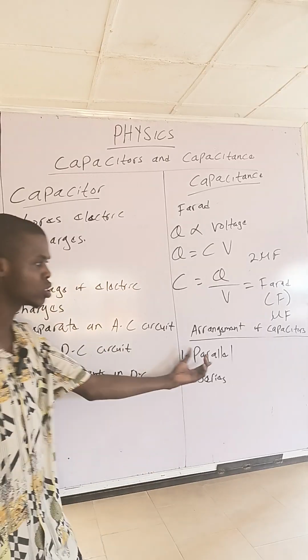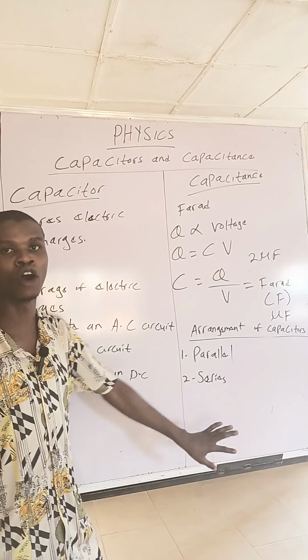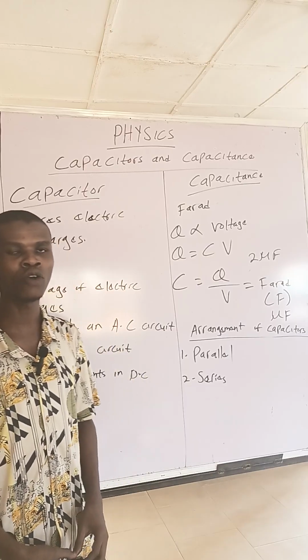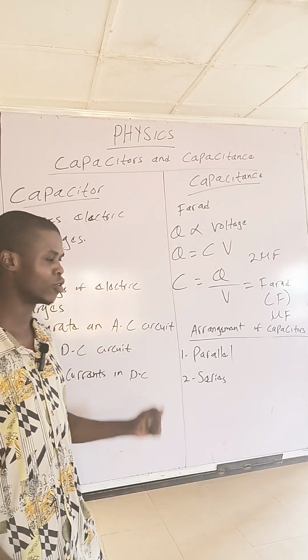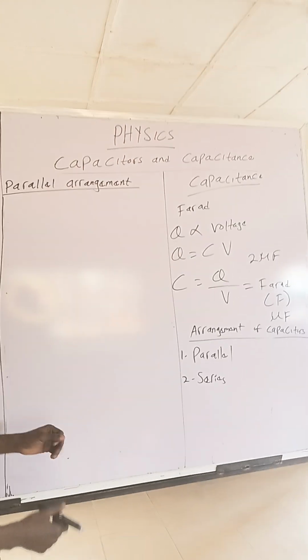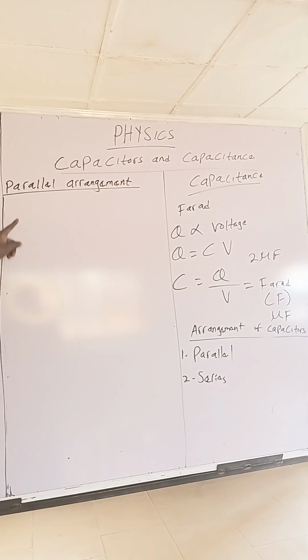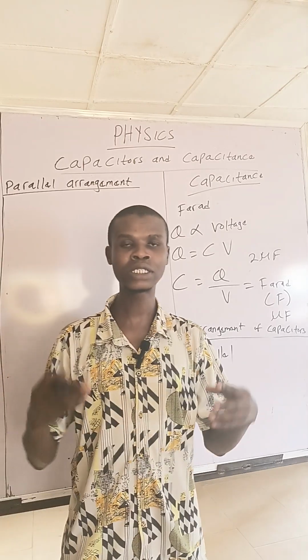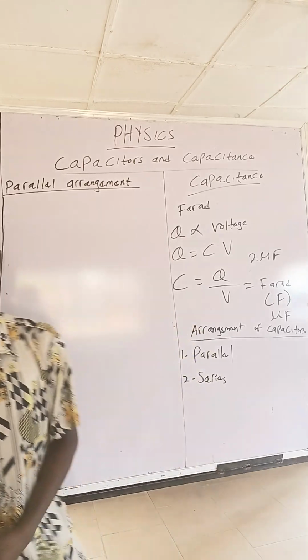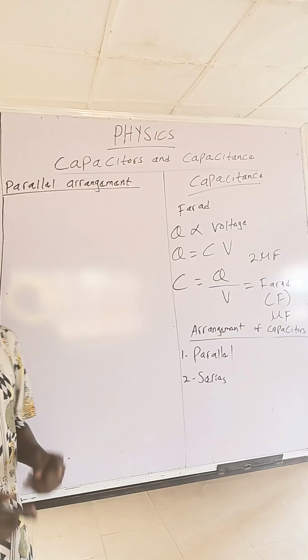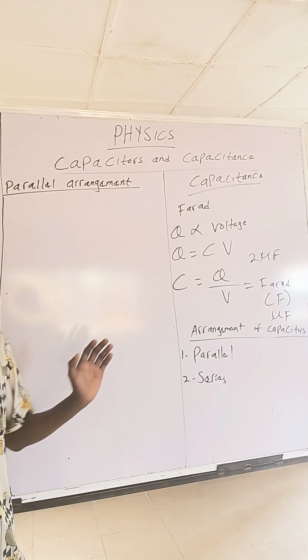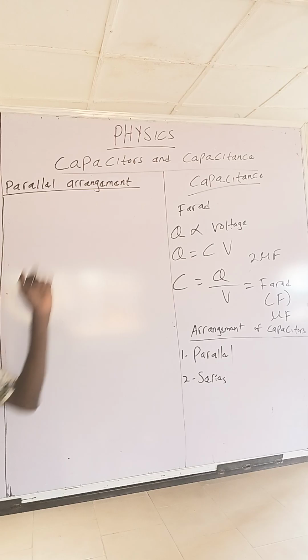How do we distinguish parallel arrangement of capacitors from series arrangement of capacitors? Now let's go: parallel arrangement of capacitors. Capacitors are said to be arranged in parallel when they have the same amount of potential difference across them, but different electric charges. That's just how we can identify them.